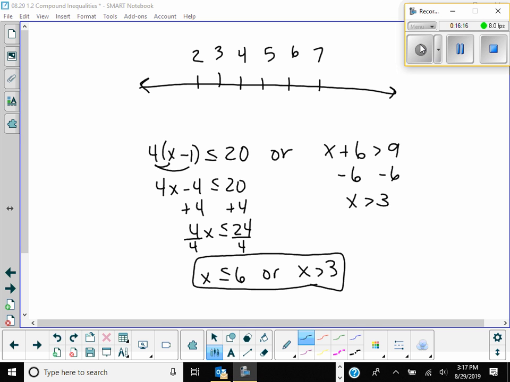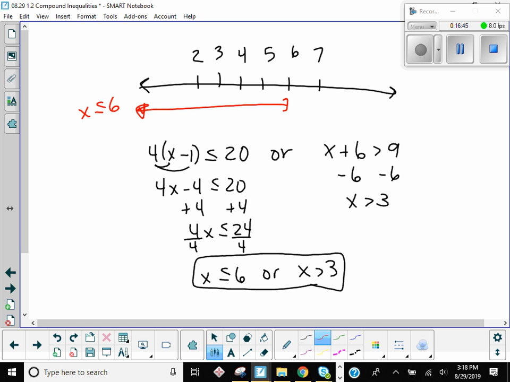What did you come up with as a solution on the number line? Anybody want to share? It's a little bit different than what we've talked about. Anybody comfortable enough to share what they feel like it is? No? Well, let's look at the individual graphs. x less than or equal to 6 is this. x greater than 3 is this.